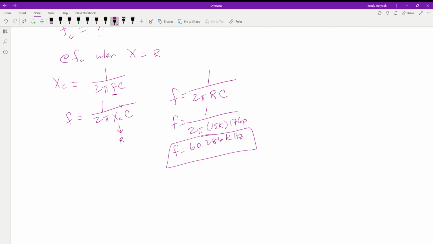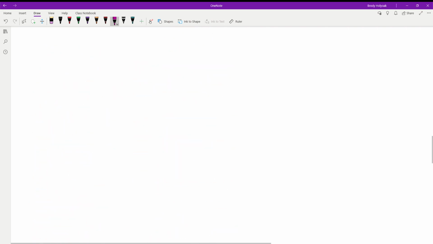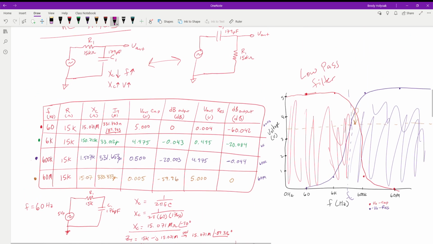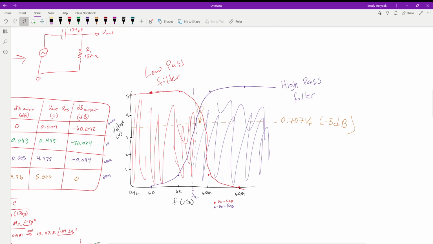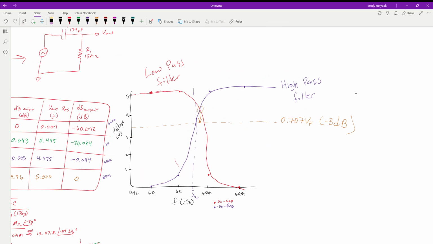So that is the frequency that we've designed this filter to be. So if we come back up and look at our graph that we've made, so now we'll get rid of these just so we can see. So this point right here, and like I said, I drew it off a little bit. At this point right here where those two cross, that's our critical frequency. And it should be down below here right on this line. So like I said, I screwed that up. But our critical frequency is equal to 60.286 kilohertz.